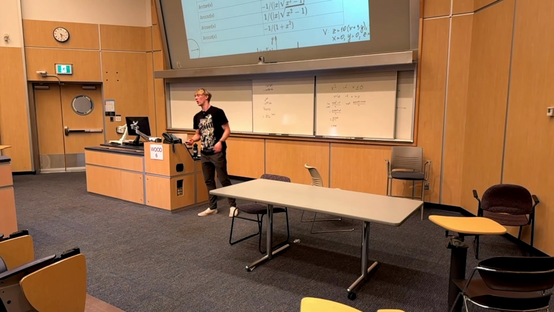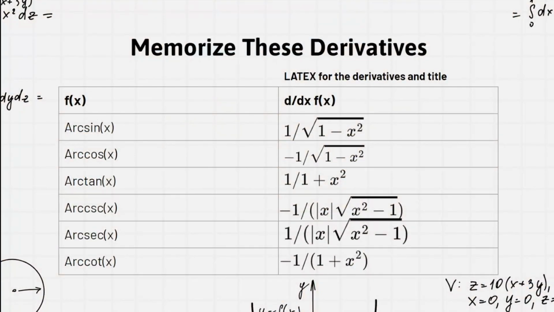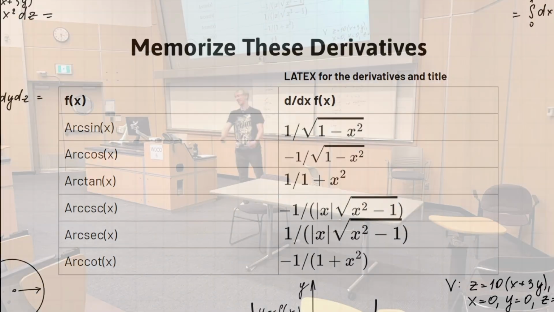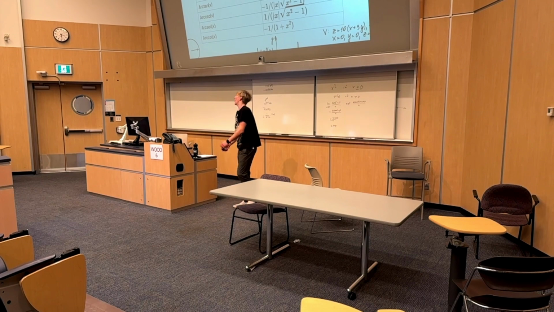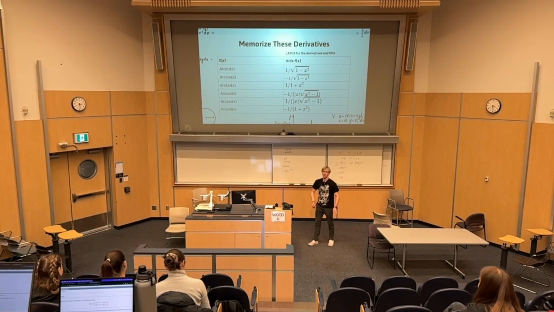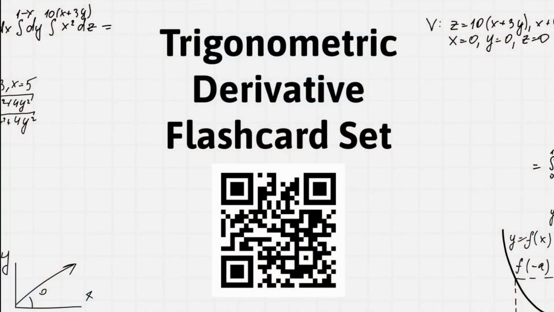So derivative of arc sine is 1 over square root of 1 minus x squared. Arc cos is basically the same thing, but there's a negative sign because the derivative of cosine is negative. And then arc tangent, you just don't have the square root. So just make sure you know those so you don't make a silly mistake on the exam. There's a flashcard set if you're interested in helping to memorize these, so you can take a photo of that if you want. The slides will also be posted afterwards.